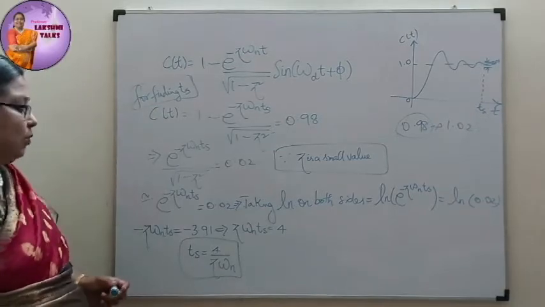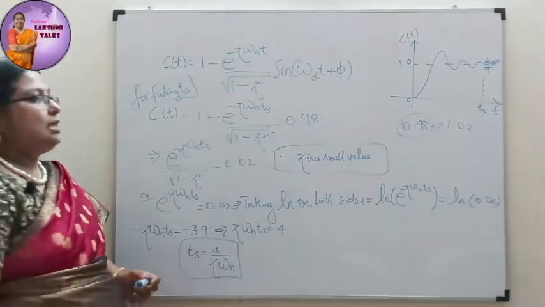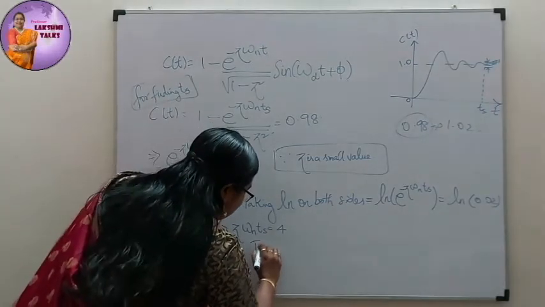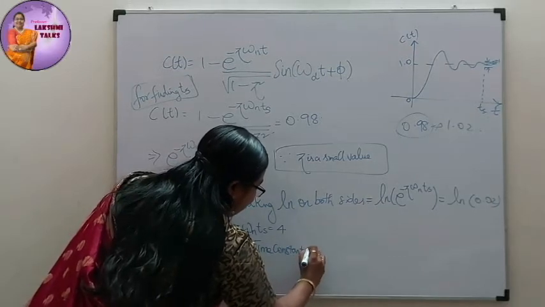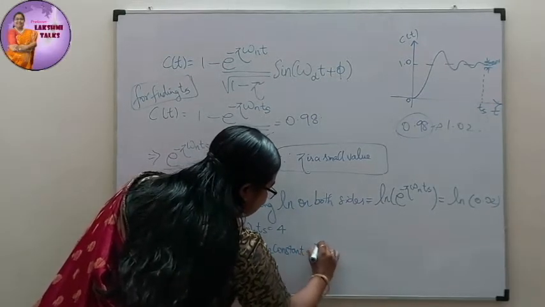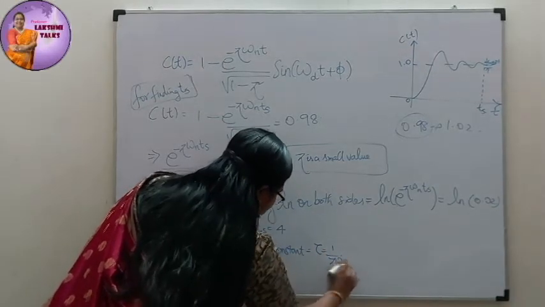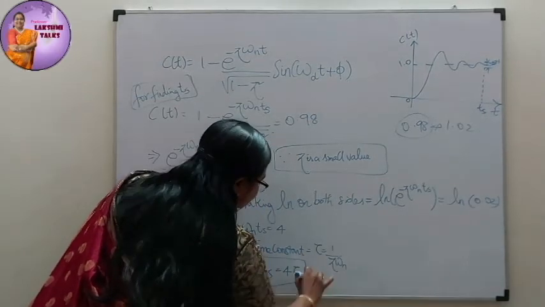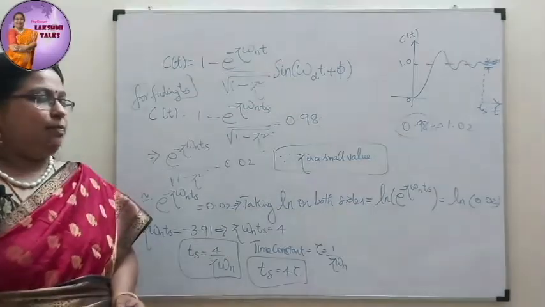So this 1 by zeta omega n is called the time constant for a second order system. So the time constant for a second order system is 1 by zeta omega n. So Ts is nothing but 4 tau, in the case of a 2% tolerance band.